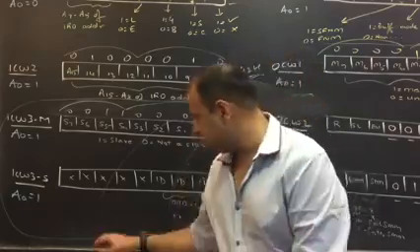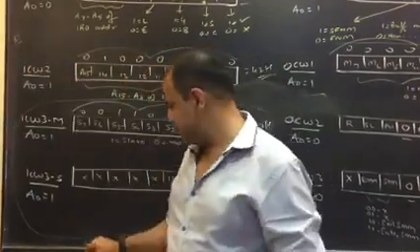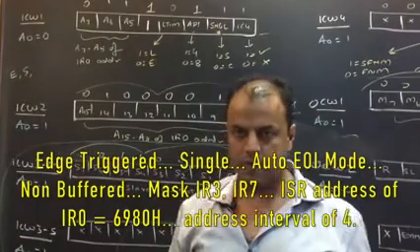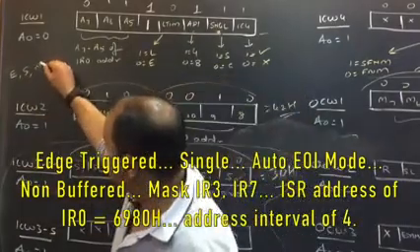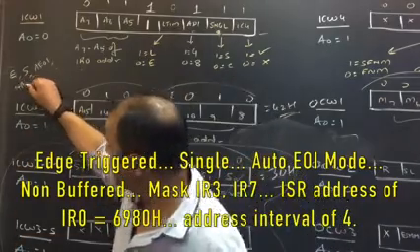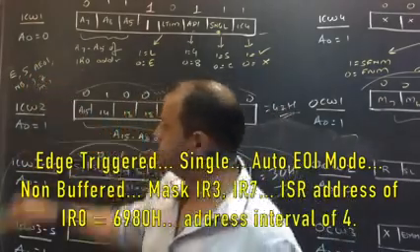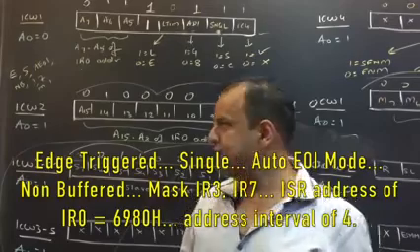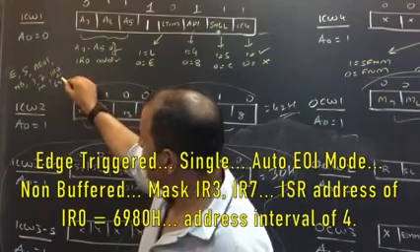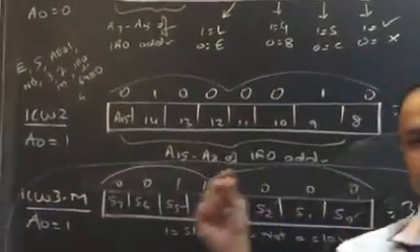Initialize 8259 as follows. Edge triggered, single, auto EOI mode, non-buffered, mask IR3 and IR7, ISR address of IR0 is 6980, address interval of 4. That's the specification. I repeat the question.